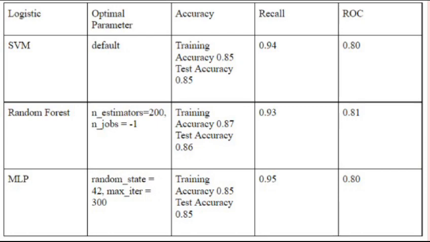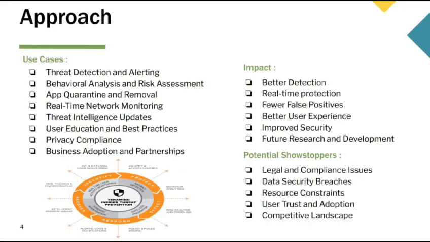As we see in the tabulation, accuracy follows the order of random forest greater than MLP greater than SVM. The analysis will help us understand use cases such as threat detection and alerting, behavior analysis and risk assessment, app quarantine and removal, real-time network monitoring, threat intelligence and updates, user education and best practices, privacy compliance, and business adaptation and partnerships. After the results and analysis, it will give us significant impact such as better detection, real-time protection, fewer false positives, better user experience, improved security, and future research and development.